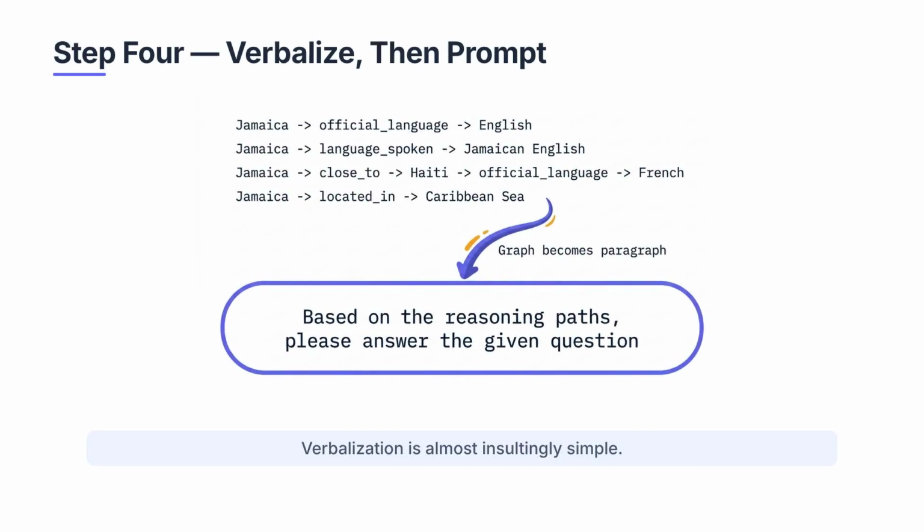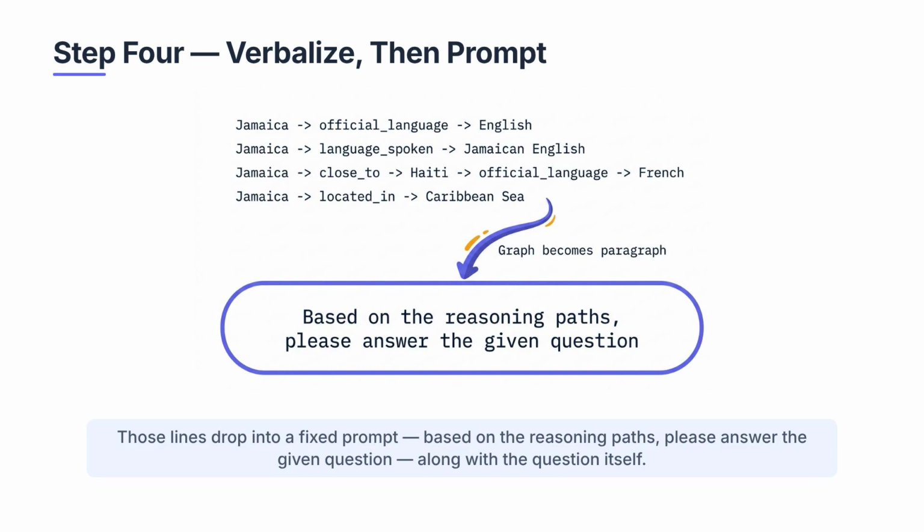Verbalization is almost insultingly simple. Question entity, arrow, relation, arrow, entity. Onward to the answer. 4 short lines of text for our Jamaica question.